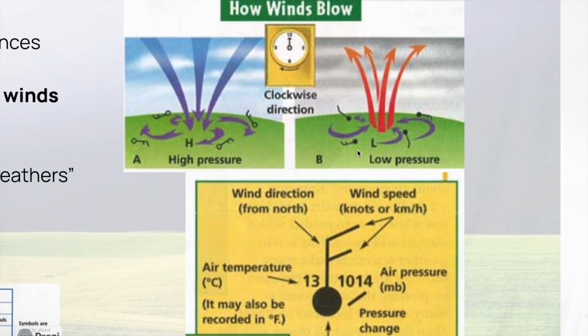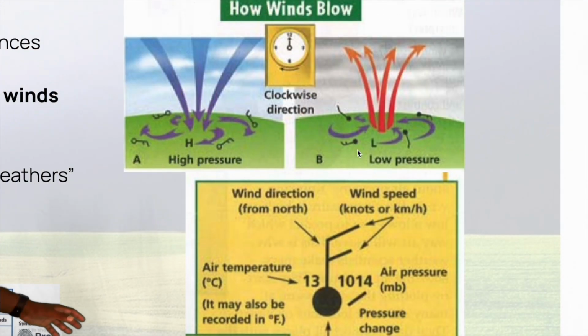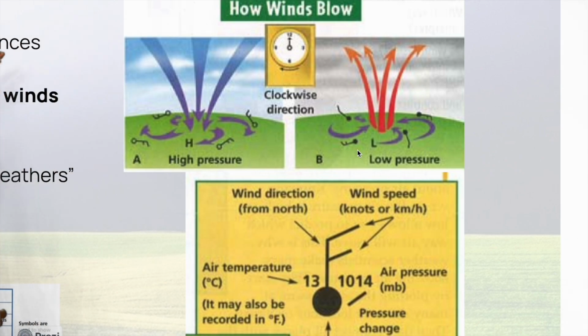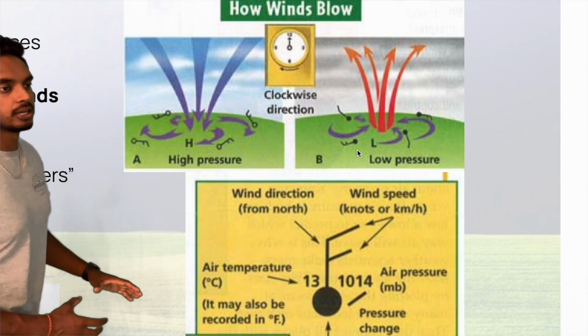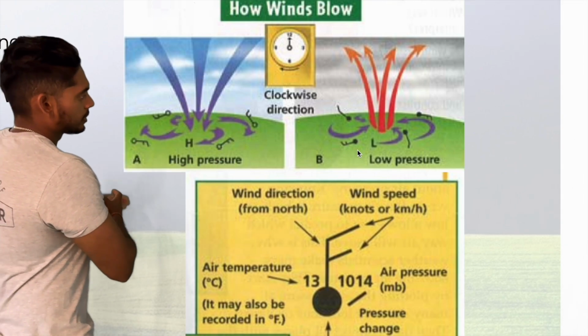Yes, how wind blows. So let's take a look on the left here. We have high pressure. Okay, it's circling around. High pressure means that the air is coming in and coming down because it's cold. It's getting cold, it's dense, it comes down. Dense air is high pressure, right?